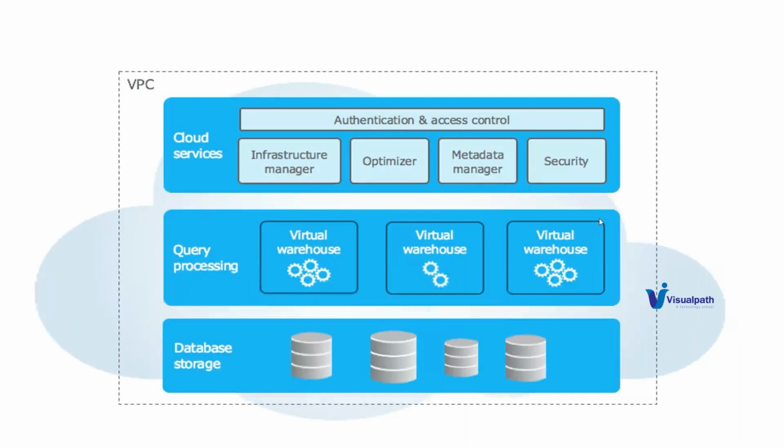So this is the full picture. In the database storage, we will maintain all the data in the form of tables. In the query processing layer, if you want to perform any DML or TCL operations, let's say you want to retrieve the data from the table, update the records in the table, or insert the data into the table, manipulation of the data is happening, then this layer comes into the picture, the query processing layer. Here we will create virtual warehouses, which provide compute resources. We can create n number of virtual warehouses here.